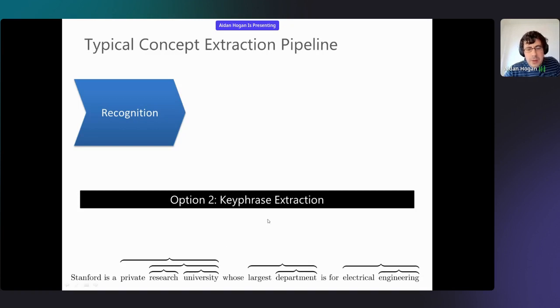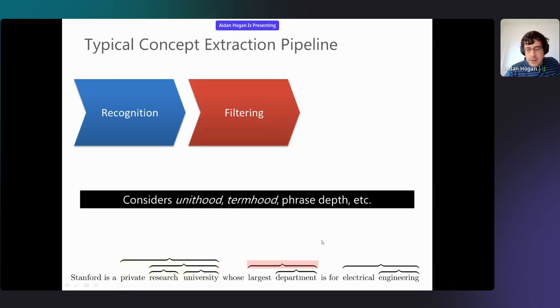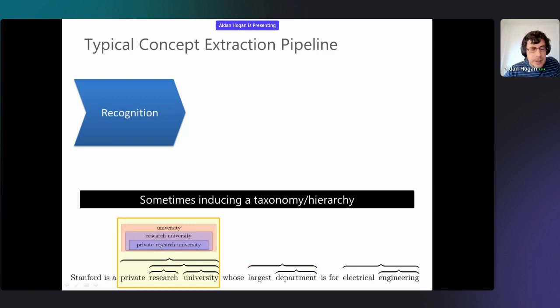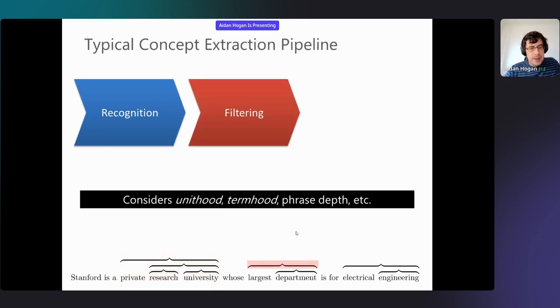Another option is to do a more advanced key phrase extraction, where we actually extract n-grams or phrases with multiple words, for example, private research university. And in this option as well, we can sometimes induce a taxonomy or a hierarchy, for example, to say that a university is broader than a research university, which is broader than a private research university, based on head terms and modifying words, or also using Hearst patterns and so forth.